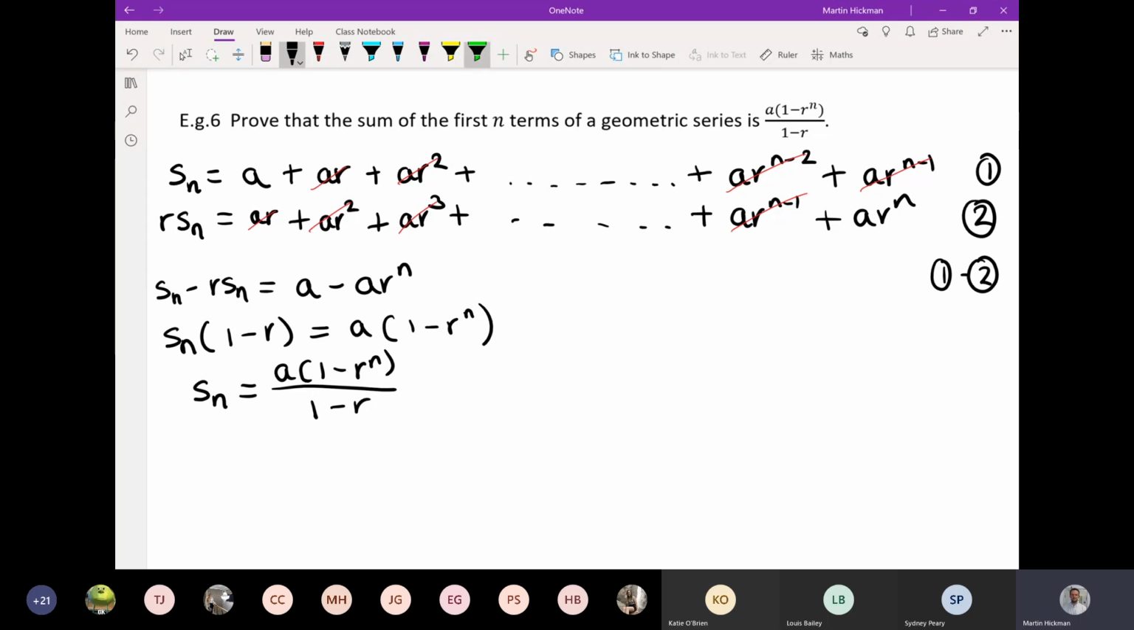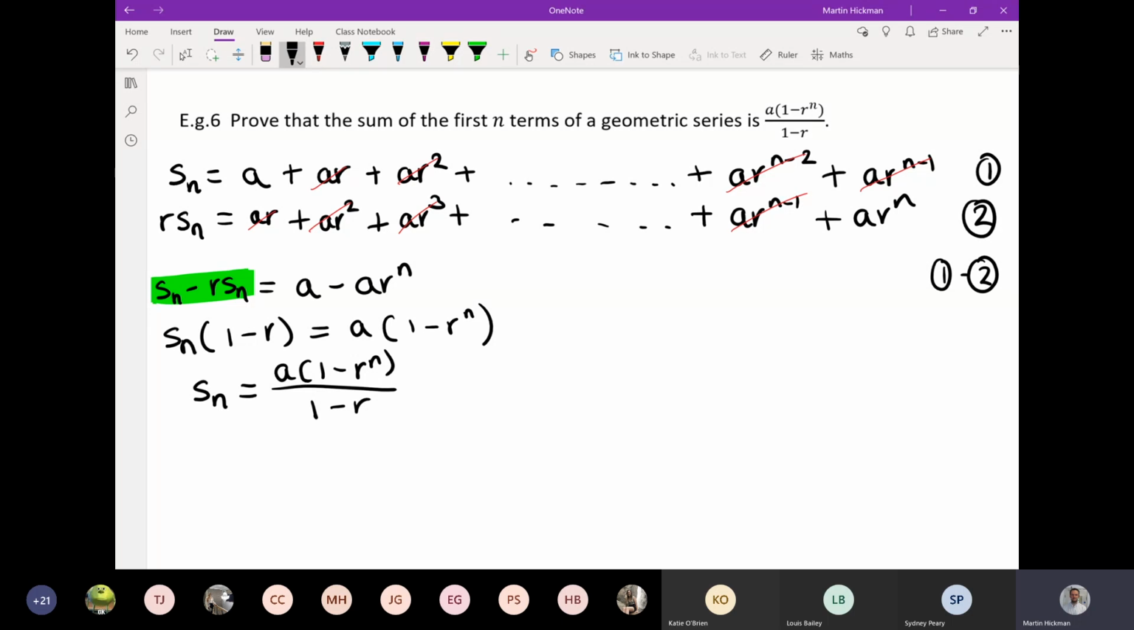In terms of revision, don't necessarily remember this proof line by line. What you really want to remember is the key step, and I'd say this is the key step: doing Sn take away Rsn. If you're asked to prove this, remember that you need to write out all your terms for Sn, all your terms for Rsn, and then do the first equation take away the second one. If you've got any questions, please pop them in chat. Otherwise, we're going to go on to use this formula with a few examples.